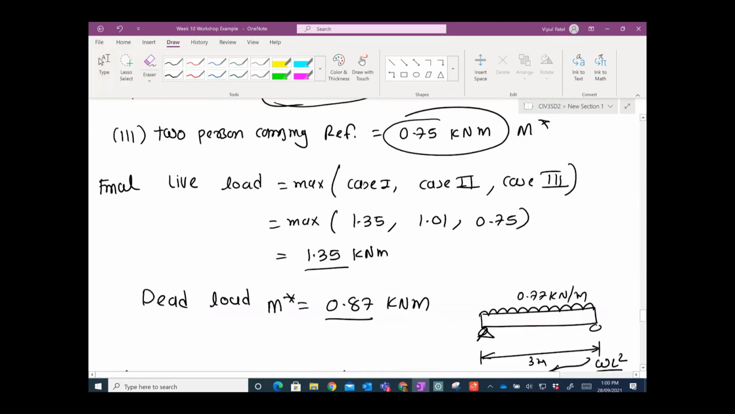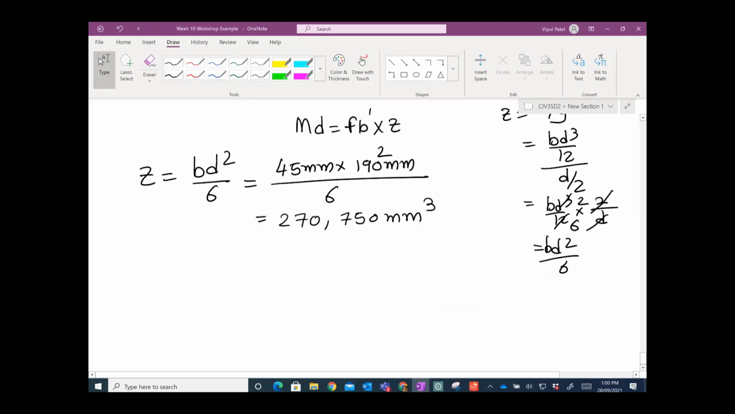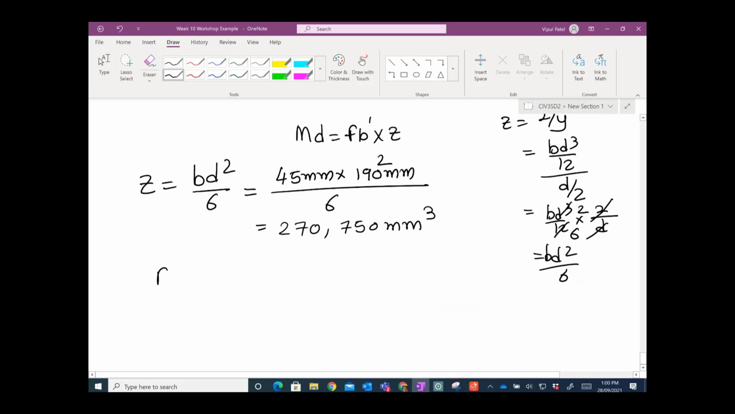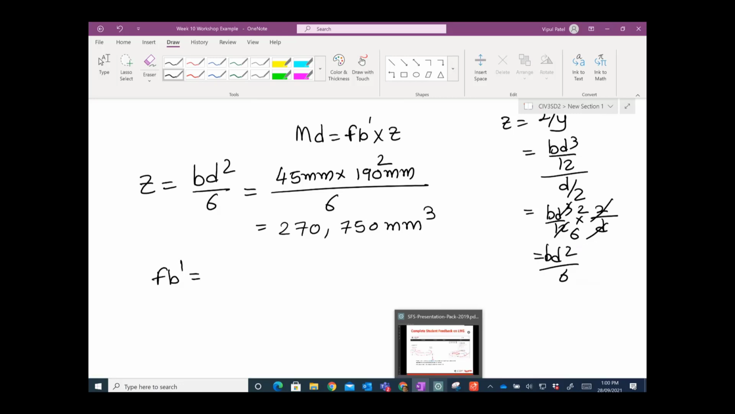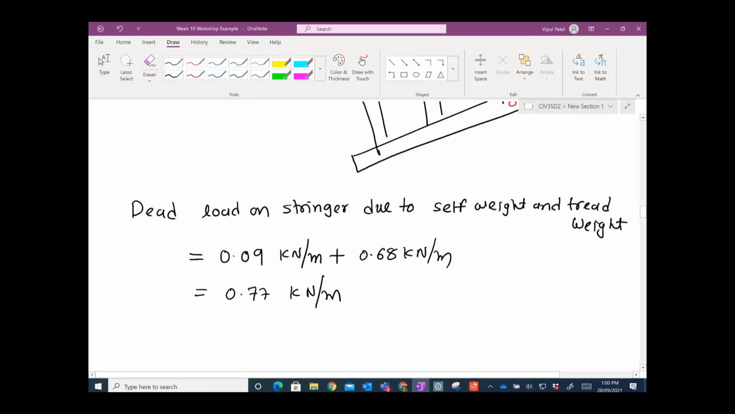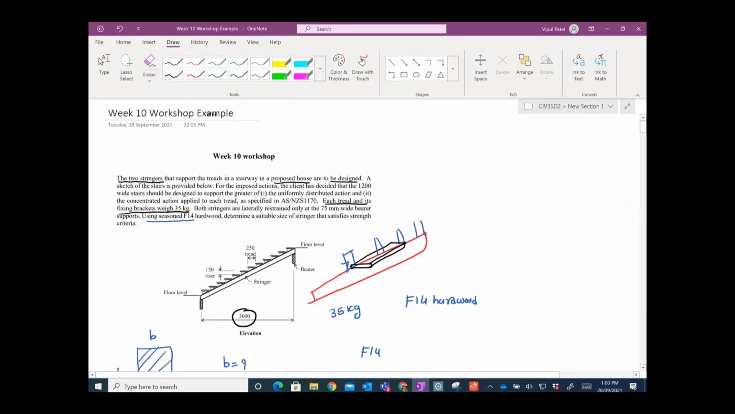So let's put that 190 square times by 45 divided by 6. You get 270,750 millimeter to the cube, right? So in that case you have this Z value, and FB dash, which is your bending stress. I think we have given, what is the designations? F timber is F14. Okay, that's fine.